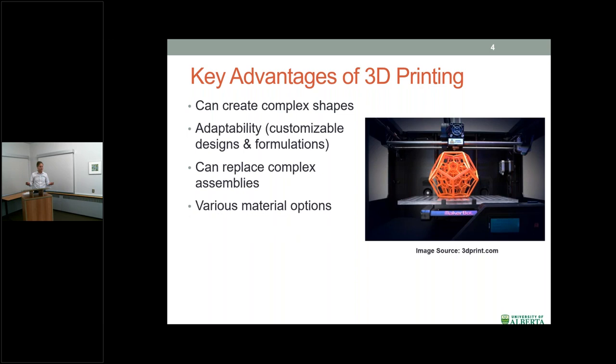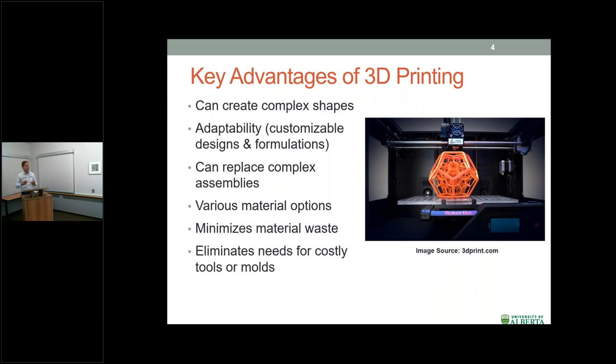There are various material options that we'll talk about. It minimizes waste, eliminates the need for costly tools or molds if you want to do production, and allows direct production by end users. So the idea is, if you have one of these in your home, maybe one day, if you need a part for your washing machine, they'll just send you the schematic and you print it up on a 3D printer. That would be great, obviously. Save a lot of money too.